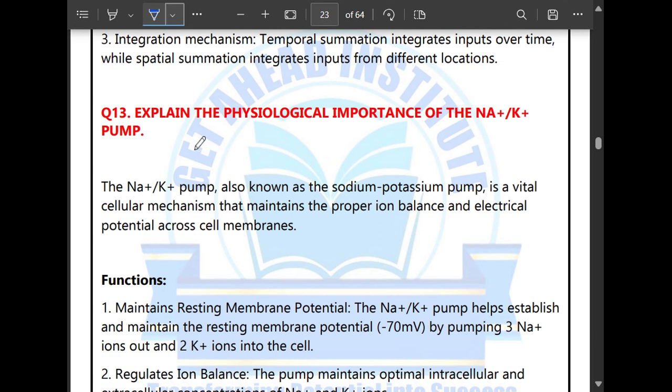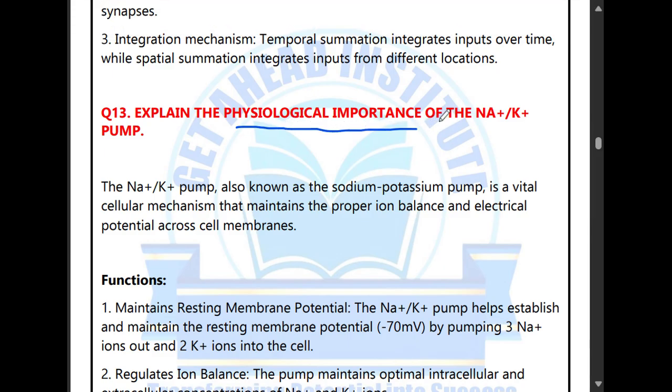Now, the other question is: explain the physiological importance of the sodium potassium ATPase pump. So this is under cellular physiology. When you are doing transport across the cell membrane, you also talk about this because it is very peculiar in the topic of transport across the cell membrane.